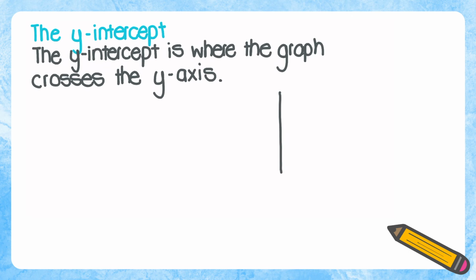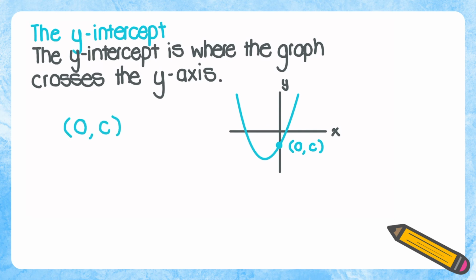So remember, on a coordinate plane, we have an x-axis and a y-axis. Let's say we have a quadratic function graphed. This point is the y-intercept, and this point is found by (0, c). So when we look at a quadratic function, the c value tells us the y-intercept. So the c value tells us where this graph will cross the y-axis.